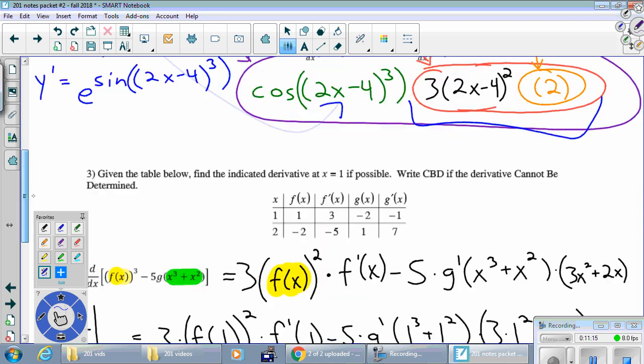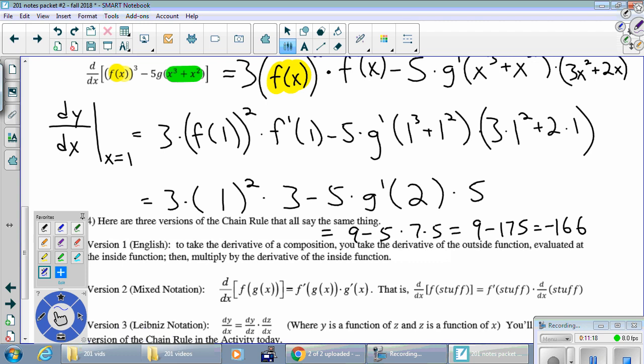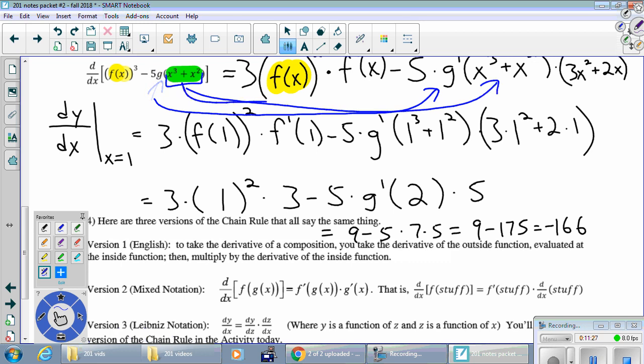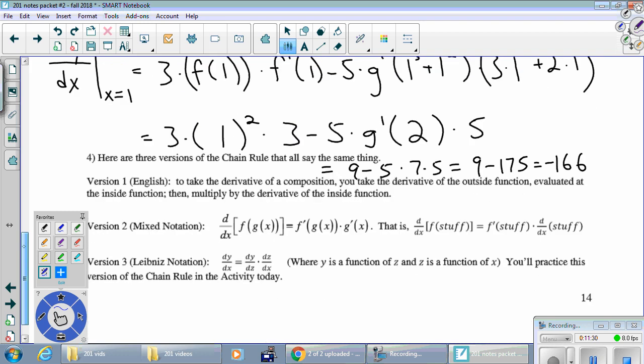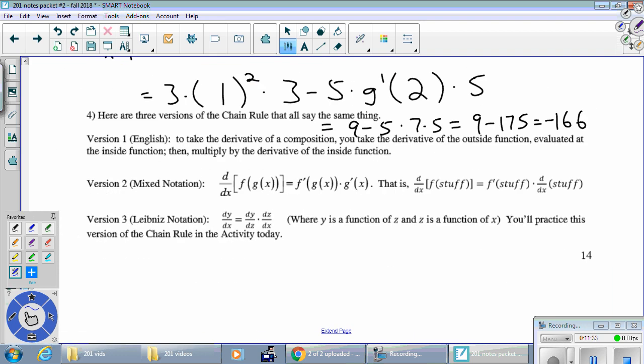It's all over there. We did the same thing in this harder one with the g. You take the derivative of the outside one. G became g prime, evaluated at the inner function, right there, times the derivative of the inner function, right there. So that's the English version of the chain rule. I want you to know that one. Then there's this mixed notation version. The derivative of f of g of x, there's our composition, outer and inner. It's f prime of g of x times g prime of x. You should convince yourself that that says the same thing as the English version. It's the outer derivative evaluated at the inner, times the derivative of the inner.